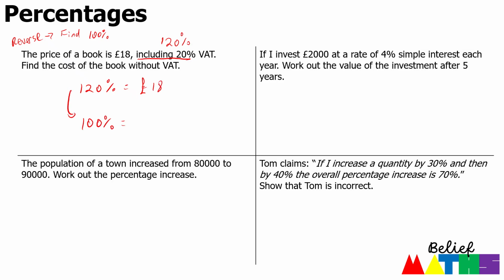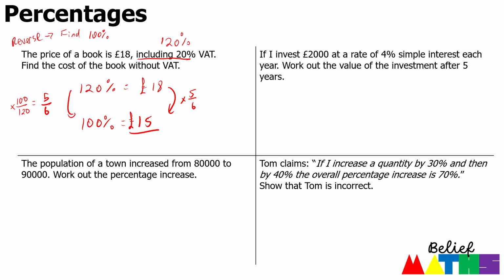So therefore, I can use the same idea I just had, which was multiply by 100 over 120. If we simplify that down, it gives you 5 over 6. So we can use the same scale factor here, multiply by 5 over 6. 18 divided by 6 is 3. 3 times 5 is £15, which was the original price of the book. So again, you can see there it saved us a little bit of time.